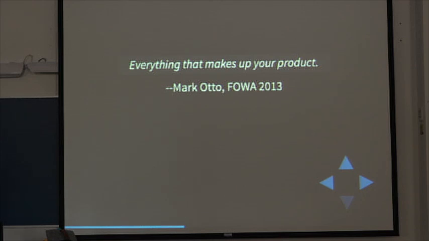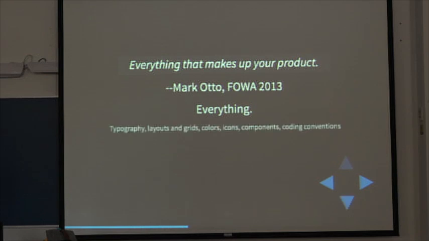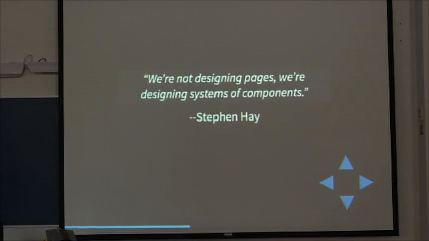So what are design systems? Design systems are everything that makes up your product. It means everything. It can be typography, layouts, colors, and icons, for example. Of course, components, but also coding conventions. Everything that is part of the front-end world will be part of the design system.